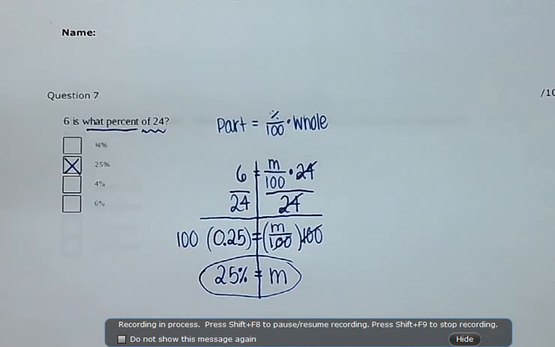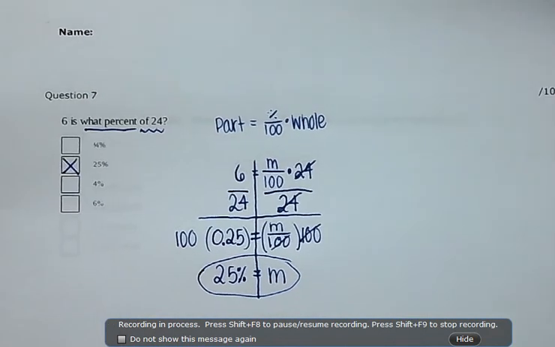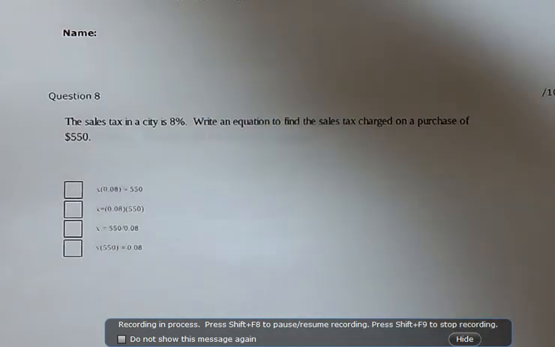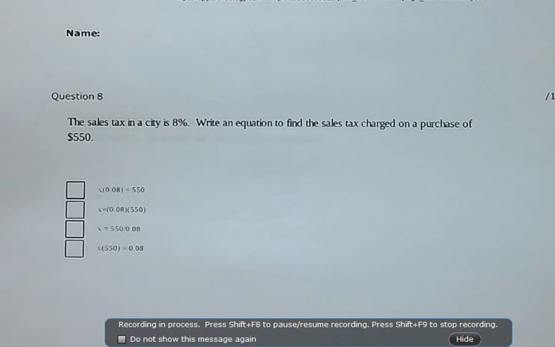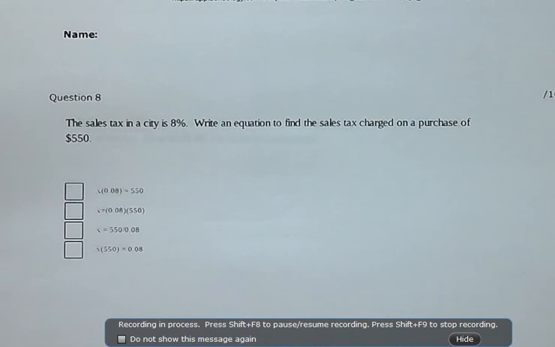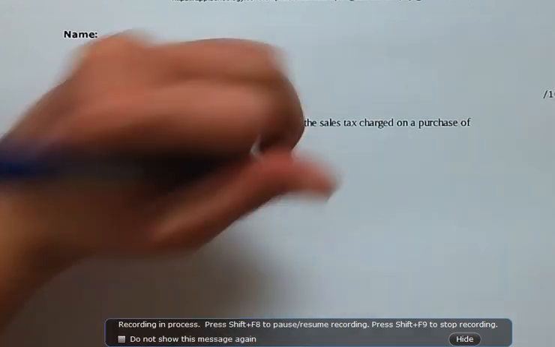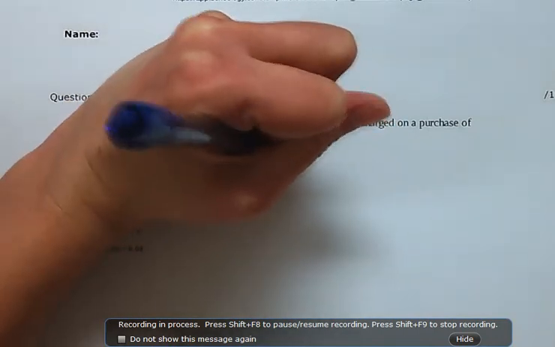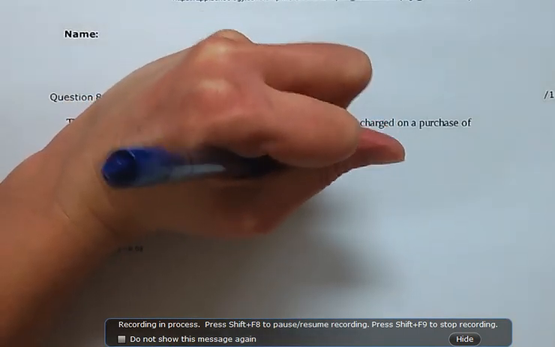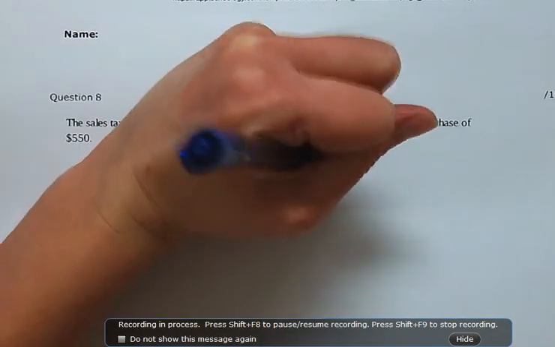So we have 3 more problems to go. Number 8 is our next one. Number 8 says the sales tax in a city is 8%. Write an equation to find the sales tax charged on a purchase of $550. Now we have a specific tax formula that comes from part equals percent over 100 times whole, and that is tax equals the tax rate, or percent over 100, times the sale, or the cost of an item.